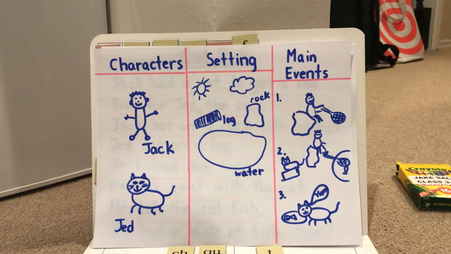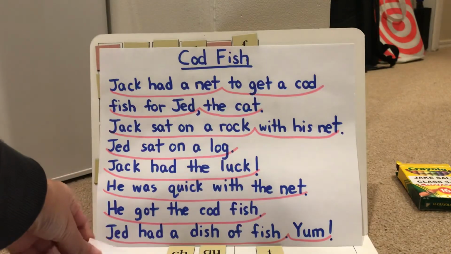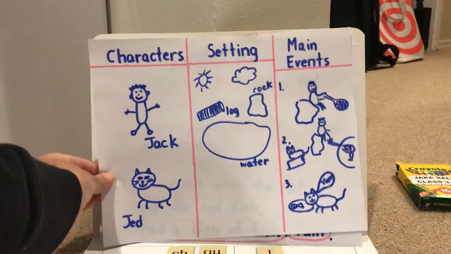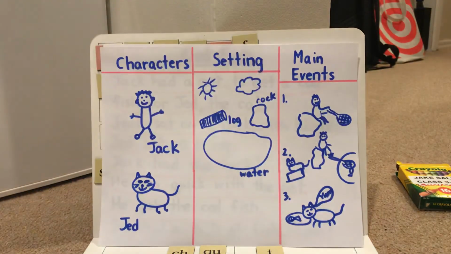Now let's think about the main events. What happened first, next, then? So what was the first thing that happened? Now remember, you can go back to the story, right? What does it say? Jack had a net to get a codfish for Jed, the cat. Jack sat on a rock with his net. So here I have Jack sitting on a rock holding the net, right? Now what happened next? Tell the grown-up that you're sitting with. What happened next?